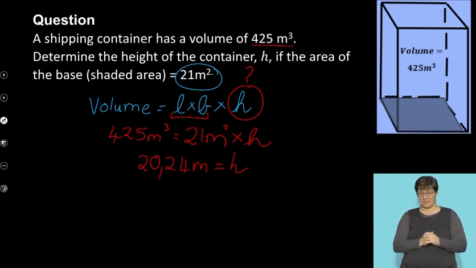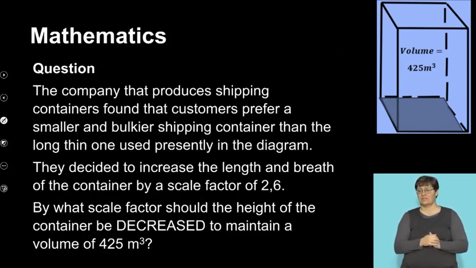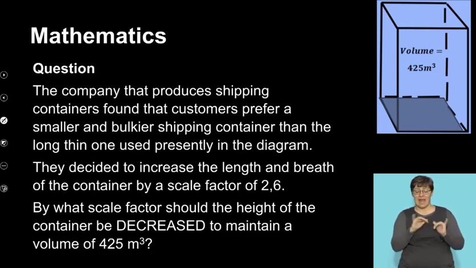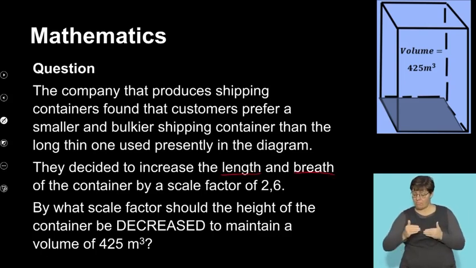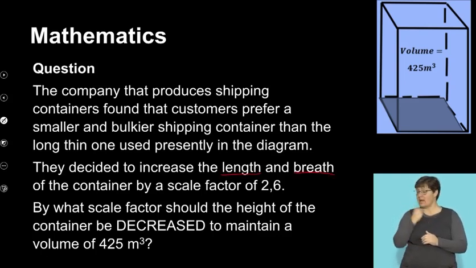Great, everyone. Now the last question for this section is saying that the company that produces the shipping containers has found that customers prefer a smaller and bulkier shipping container than the long and thin ones used presently in the diagram. They decide to increase the length and breadth of the container by a scale factor of 2.6. So they've changed the length and the breadth. The question is now asking us by what scale factor should the height of the container be decreased to maintain a volume of 425 meters cubed.